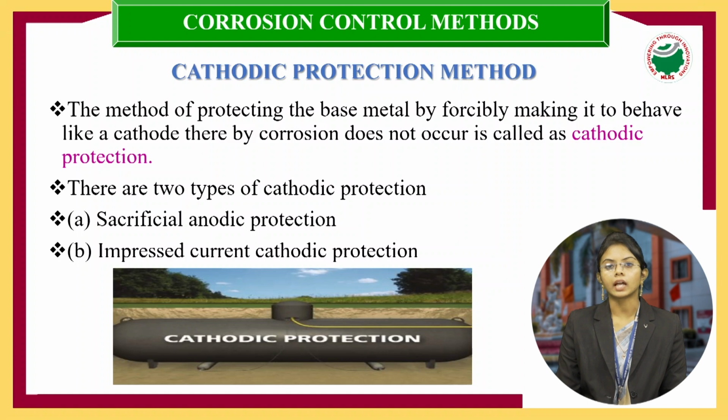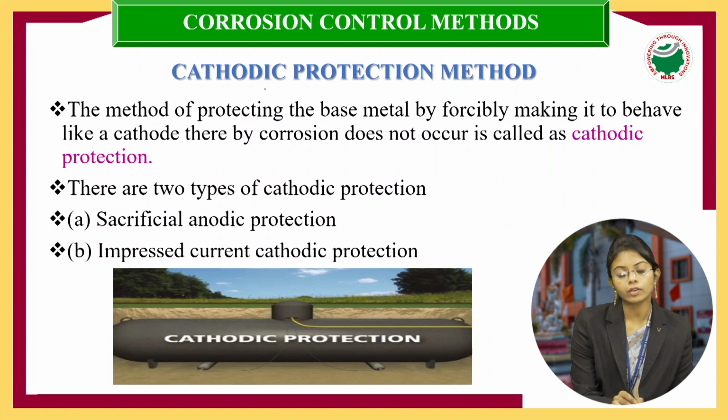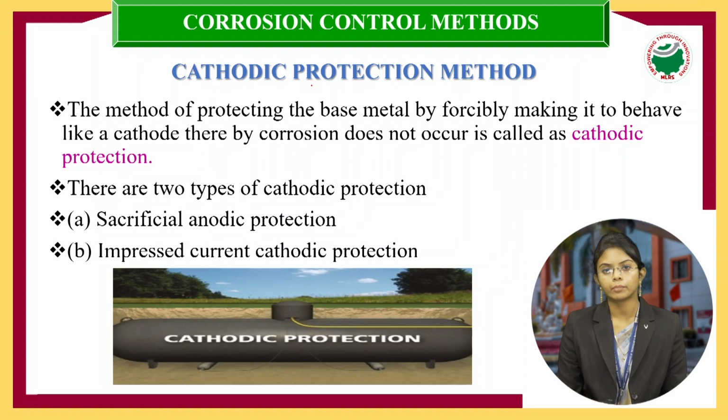What do you mean by cathodic protection? And by cathodic protection, how are we going to protect the metal from corrosion? Under cathodic protection, we again have two types: sacrificial anodic protection and the other one is impressed voltage. So first of all, what do you mean by cathodic protection?